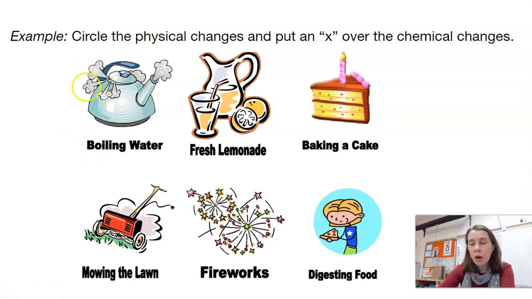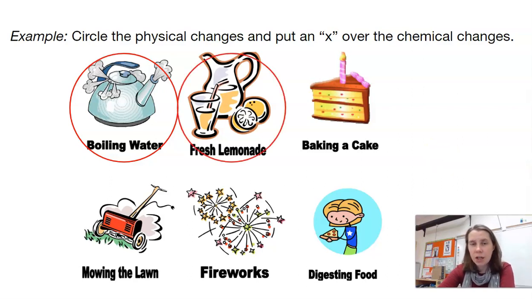So if we boil water, that is just changing phase. We're going from the liquid state to the gas state, all right? And so that is going to be a physical change, so I will circle that one. All right, making fresh lemonade. When we make lemonade, we're just mixing lemon juice and water and sugar, basically. So we're just mixing things together. There's no indication that there's a chemical change taking place. It's still the same ingredients. We just put them all together. So that's going to be a physical change.